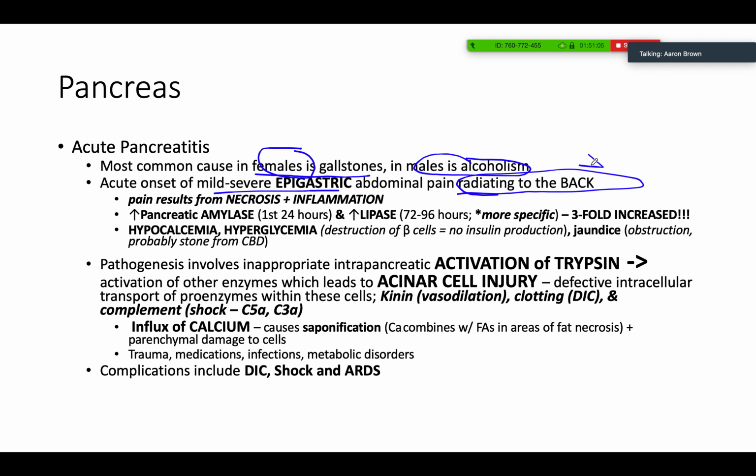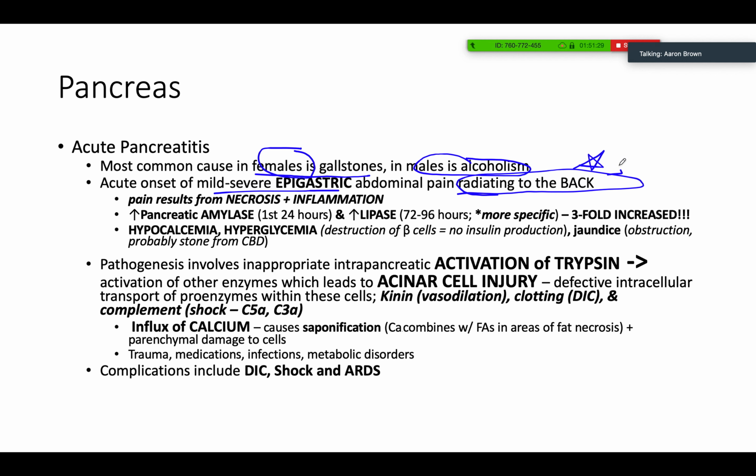You'd be surprised how high yield this is. If the question stem is telling you about a patient with epigastric pain radiating to the back, that's pancreatitis. You're already halfway to answering your question if they've told you that. You'd be surprised how high yield that is. Not many other things cause that. Not many other things radiate to the back with epigastric pain, okay?